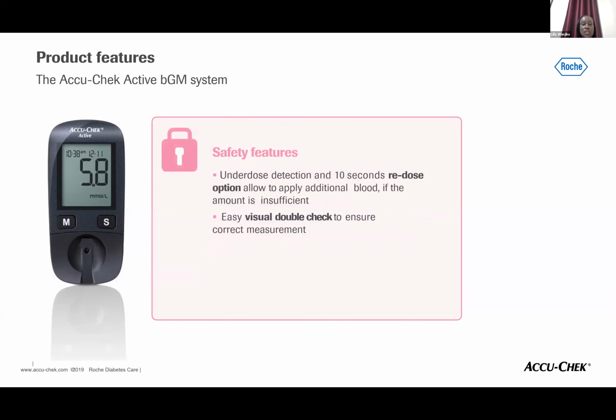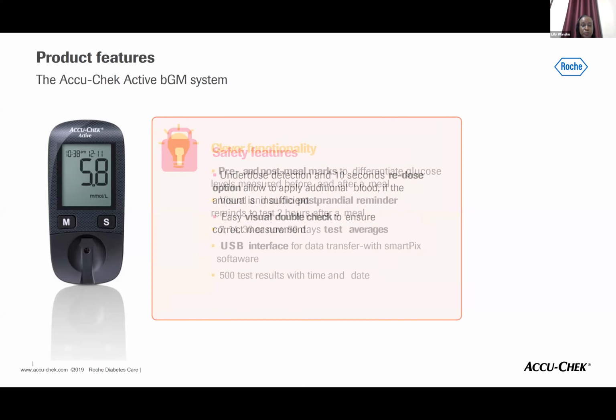The other thing is that it comes with a visual double check. So basically with a strip of AccuCheck Active, and I'll show you in a later slide, you can actually perform a test if the meter has a low battery, and you're able to compare and get a range of the glucose with and without using the meter.